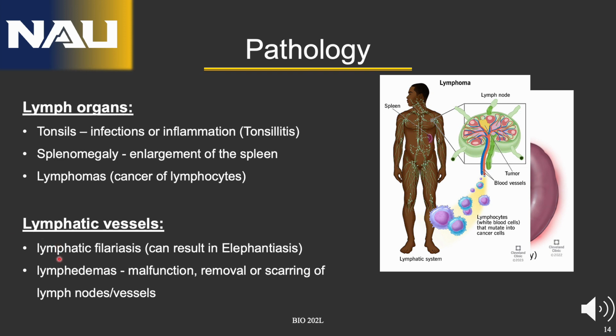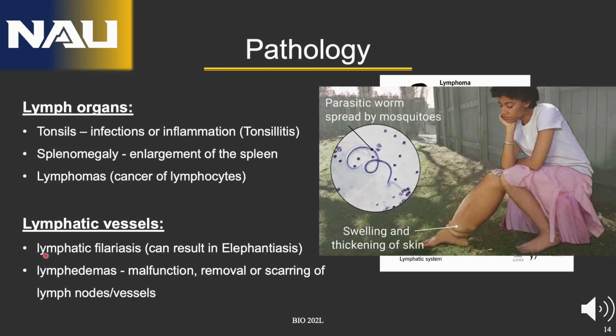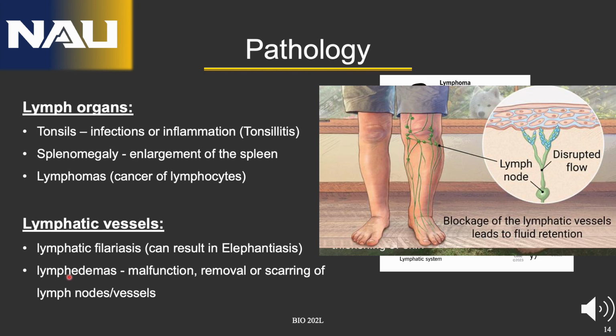Lymphatic vessels can also have issues. Lymphatic filariasis is a disease caused by parasitic worms, which can lead to elephantiasis, a condition causing severe swelling. Lymphedema happens when lymph nodes or vessels are damaged, removed, or scarred, causing swelling in the limbs.